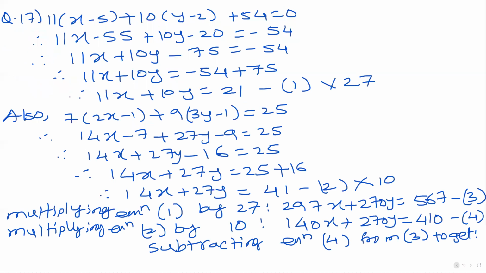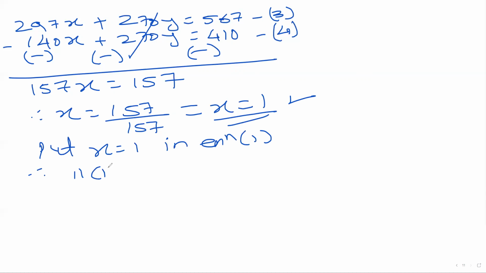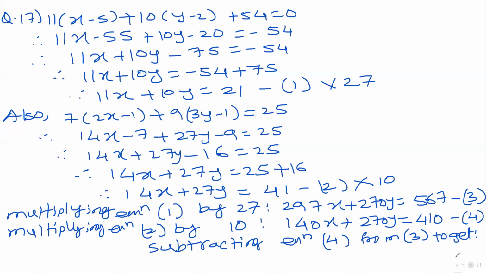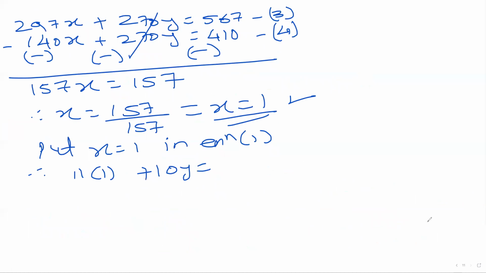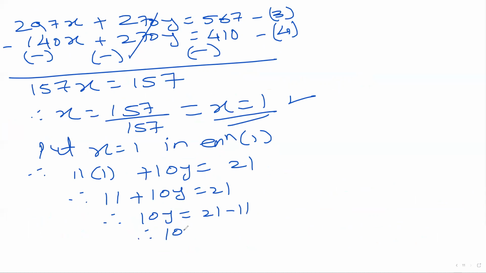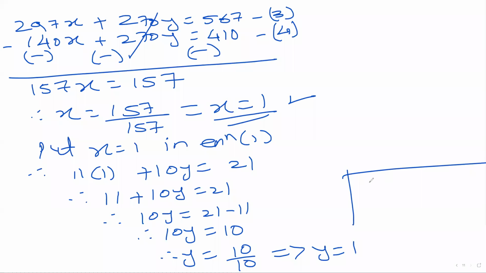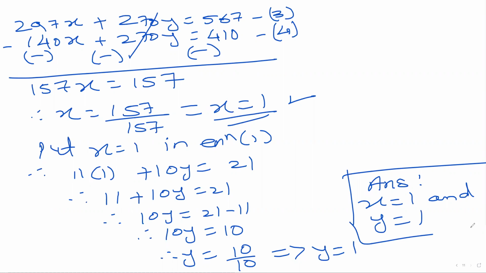If you do this, what do you get? 11 into 1. Correct? Plus 10y is equal to 21. So you get 11 plus 10y is equal to 21. So you get 10y is equal to 21 minus 11. So 10y is equal to 10. So y is equal to 10 upon 10. That means y is equal to 1. What is the answer? x is equal to 1 and y is equal to 1. This is the solution. Is that clear? Yes, sir.